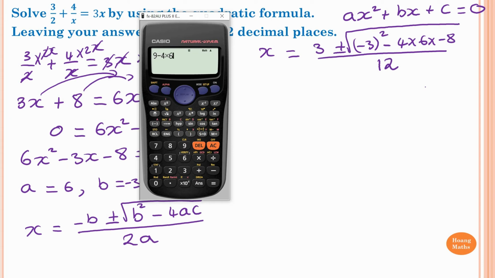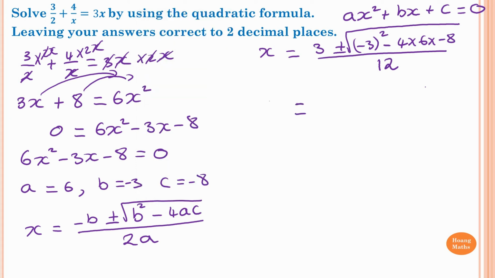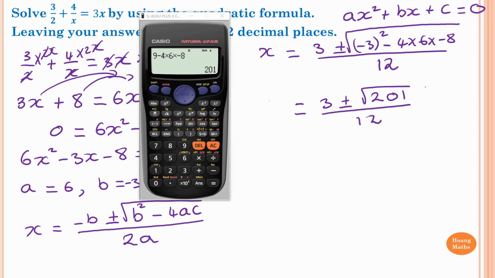4 times 6 times negative 8. That would give me 201. So equal to 3 plus or minus the square root of 201, over 12. So this becomes 3. I do the minus first. So square root of 201 and then divide by 12. So that will give me negative 0.931, because the 1 is less than 5. So therefore the answer is negative 0.93.